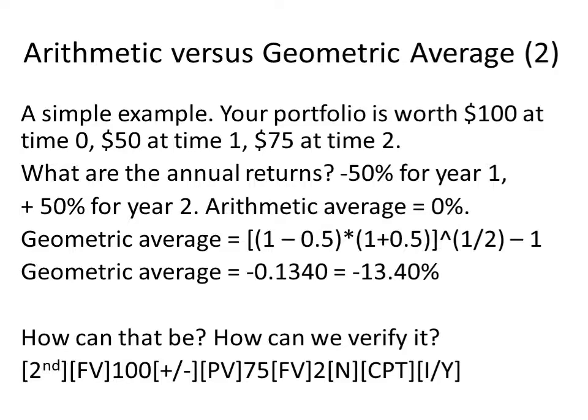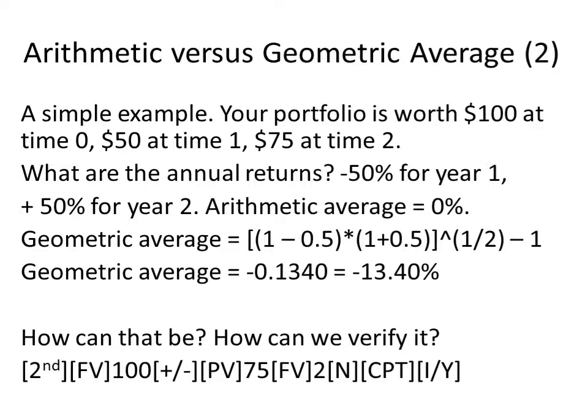Now, what is the arithmetic average of the returns for this portfolio? Well, minus 50% plus 50% is 0. And 0 divided by 2 is 0, so the arithmetic average is 0%. Now that doesn't sound quite right. I started with $100 and I wound up with 75. How in the world does that mean I had an average return of 0%? Well, this is where geometric average comes in. You see, arithmetic average doesn't take compounding into effect, but geometric average does.